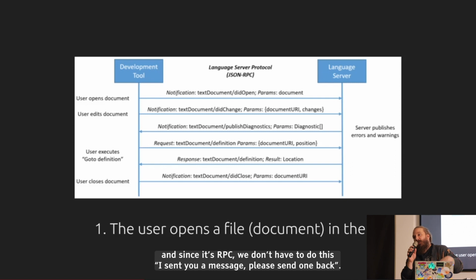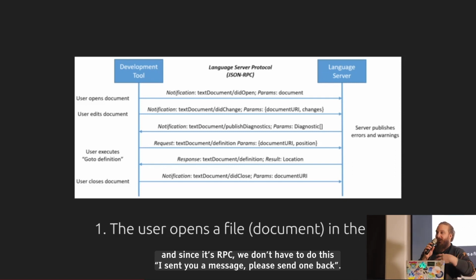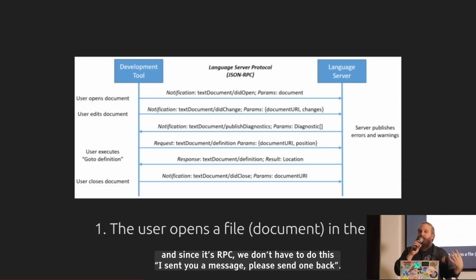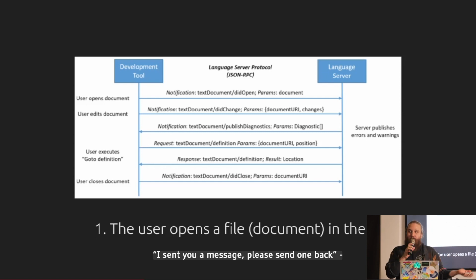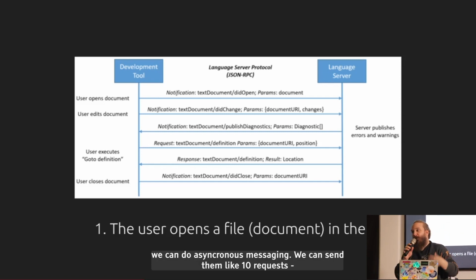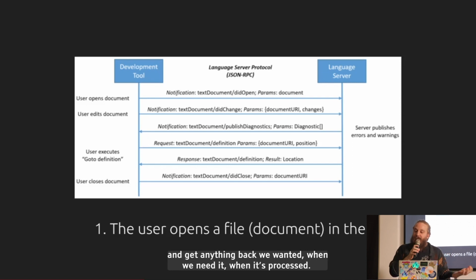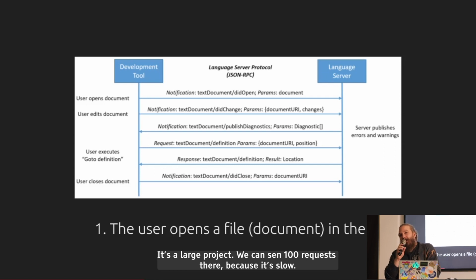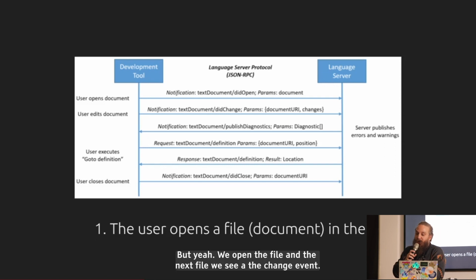And since it's RPC, we don't have to do this: I send you a message, please send one back. We can do asynchronous messaging. We can send 10 requests and get anything back when we need it, when it's processed. If it's a large project, we can send 100 requests, because it's slow. But yeah, we open the file.